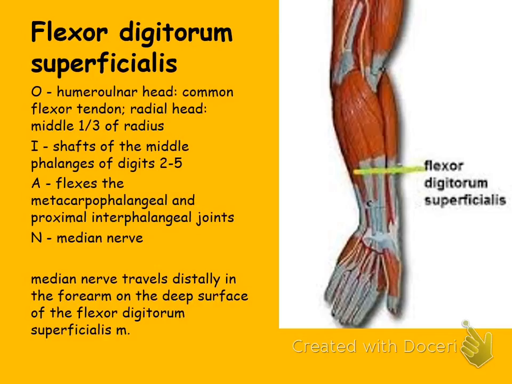Flexor digitorum superficialis, another one, flexes the metacarpophalangeal and proximal interphalangeal joints. Wow. All the way down into the hand. It originates on the humeroulnar head, and it inserts on the shaft of the middle phalanges.